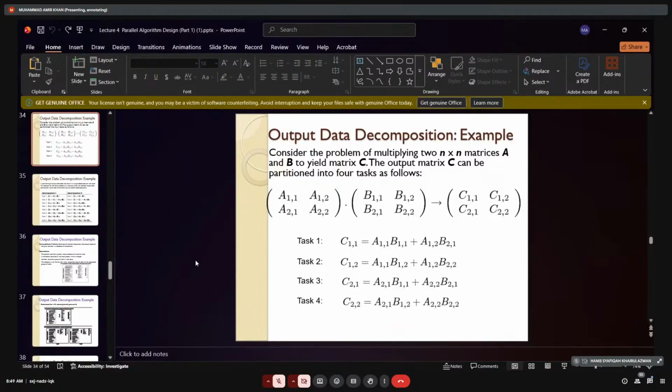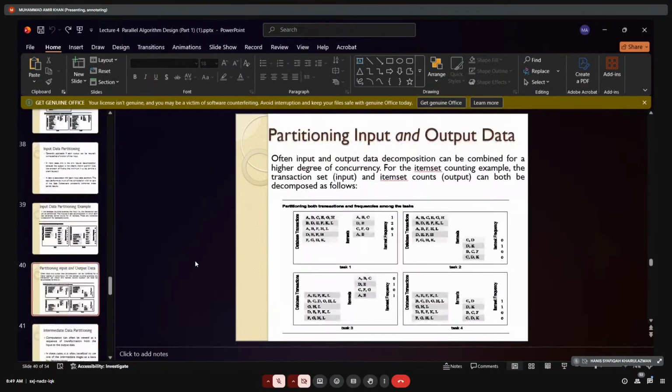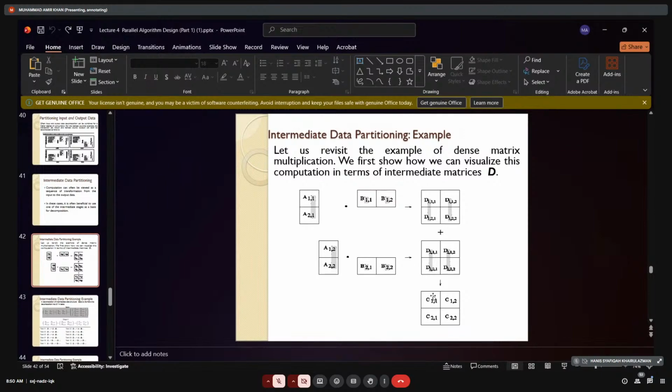Like here, this is the same thing. We have the A matrix, we have the B matrix. The result matrix is C. We are doing multiplication, like any of the values C11, C12, C21, C22. So this is basically intermediate, in between, not full.